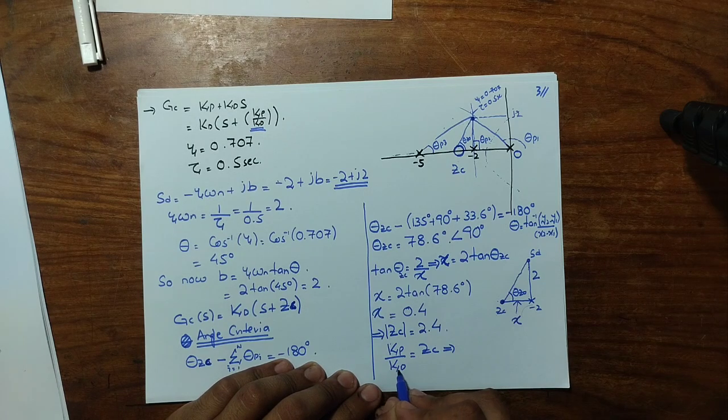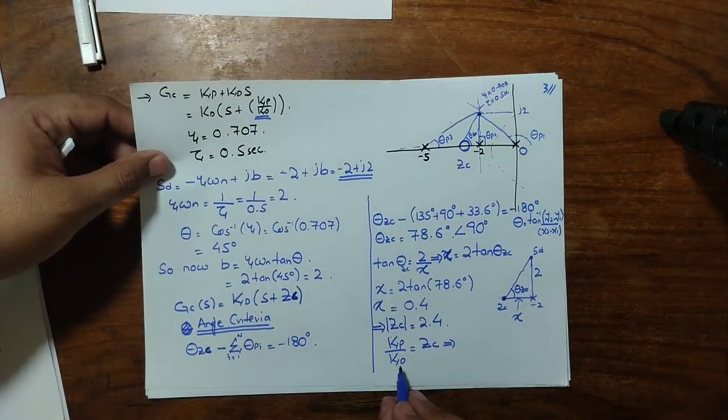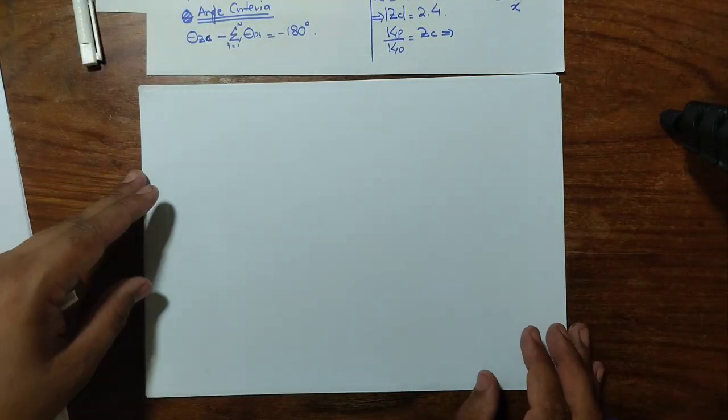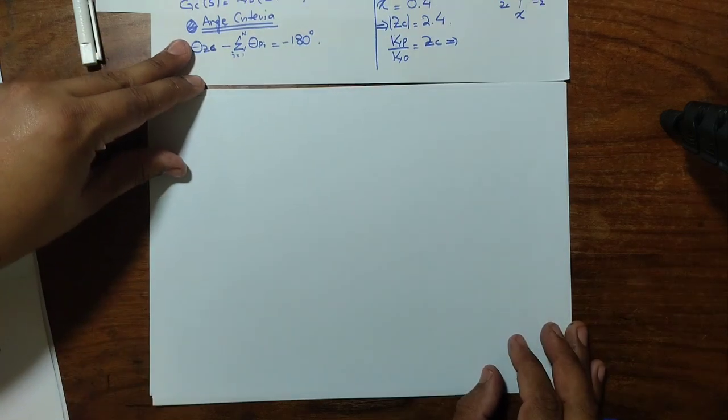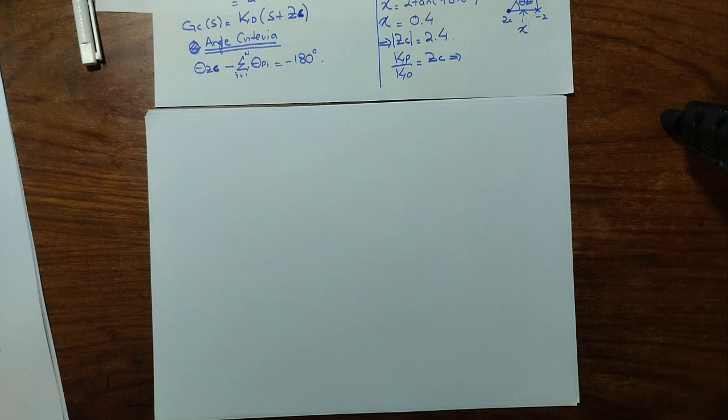So Kp by Kd is equal to Zc, right? So this is our contribution for this zero. In the next slide we will be discussing the gains. What would be the gains required to achieve this desired point? If these gains are real after the calculation, then we can say that we are definitely passing through this desired point. So let's calculate it.